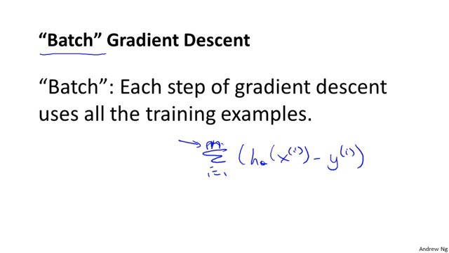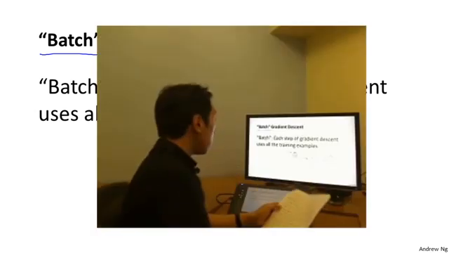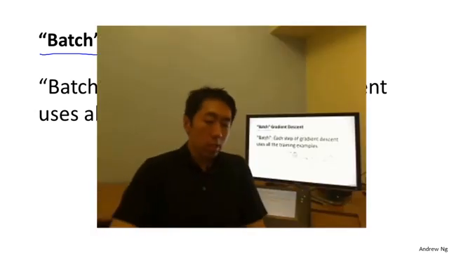There are sometimes other versions of gradient descent that are not batch versions, but instead do not look at the entire training set, and look at small subsets of the training set at a time. We'll talk about those versions later in this course as well. But for now, using batch gradient descent, you now know how to implement gradient descent for linear regression. So that's linear regression with gradient descent.